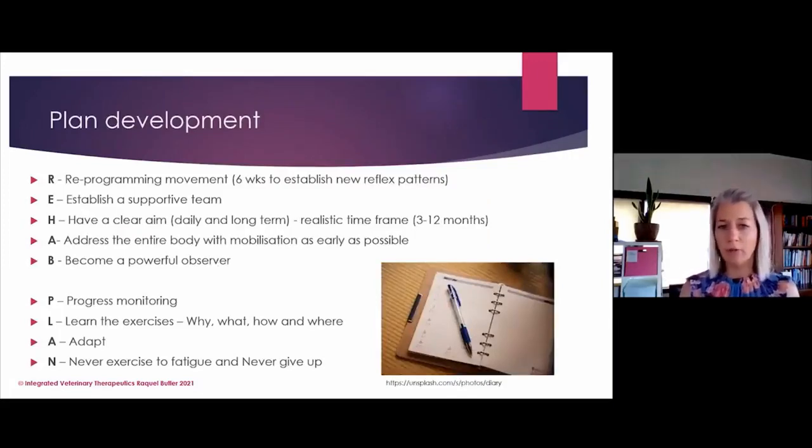So in the plan development, this is a little rehab plan here. So you want to reprogram movement. It takes 6 weeks to establish new reflex patterns. You want to establish that supportive team. You want to have a clear aim, both daily and long term, with a realistic time frame. You want to address the entire body with mobilization as early as comfortable. You want to become a powerful observer of your horse and the injury. You want to monitor your progress with a diary and photos.